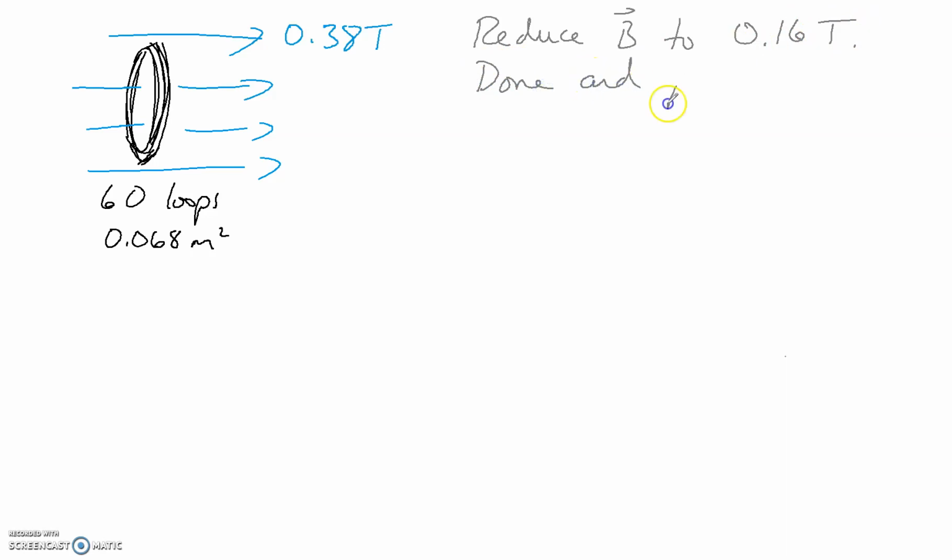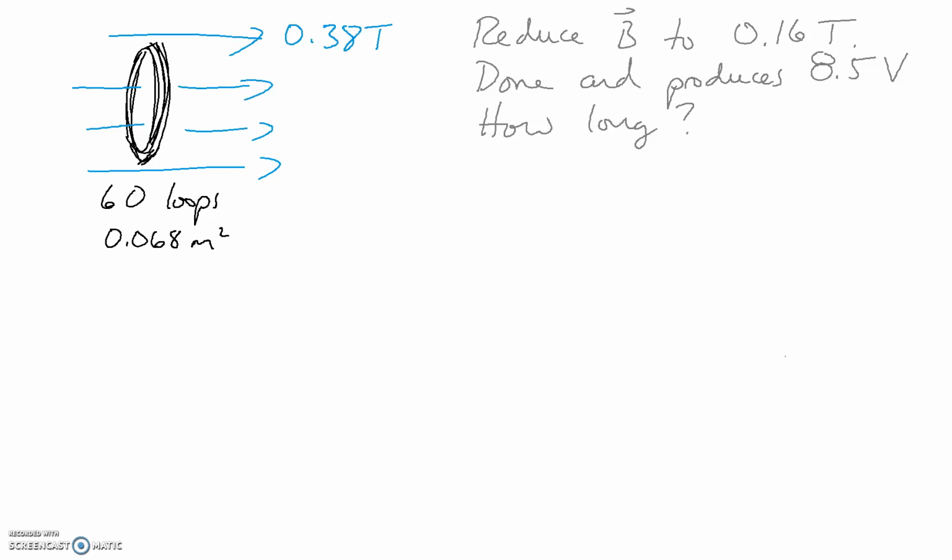It actually produces 8.5 volts. So how long did it take? Let's just see what we can find here. We've got field, we've got area, we've got loops, we've got a whole bunch. We can find fluxes, so I'm going to start by finding fluxes.